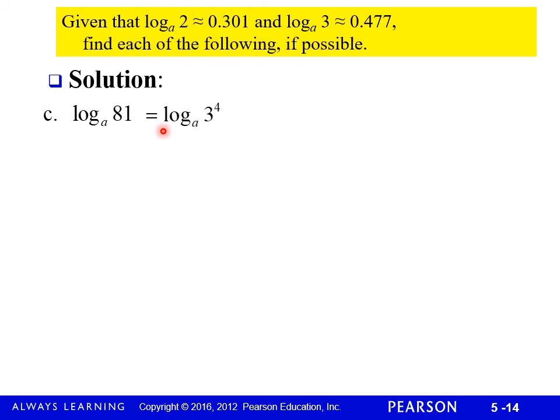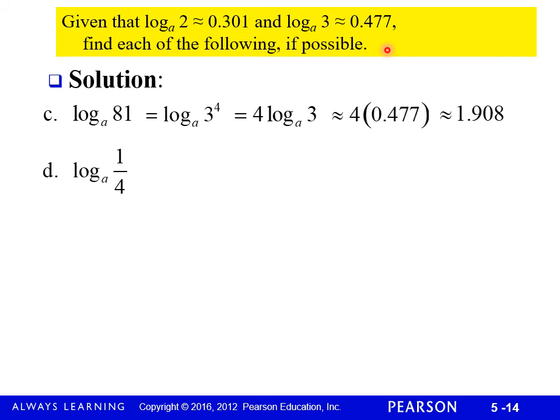So here I can rewrite this using the power rule by bringing the 4 down in front, and now I can substitute in the value of the log of 3 and then just simply do the math and get 1.908.